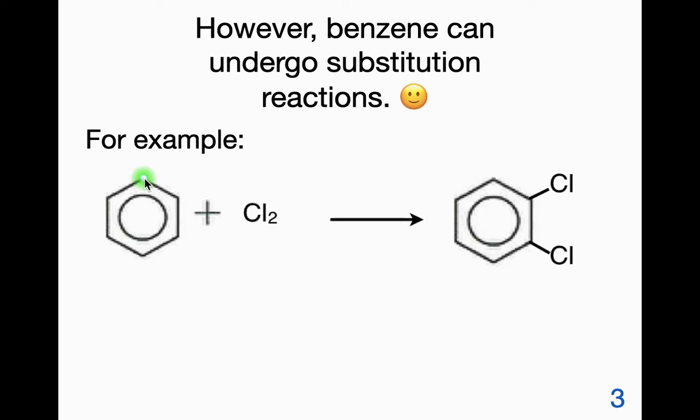Now remember that the formula for benzene is C6H6. You have 6 carbon atoms and 6 hydrogen atoms. Each one of these carbons has a hydrogen on it. So in this reaction, 2 of the hydrogens have been replaced with chlorine.